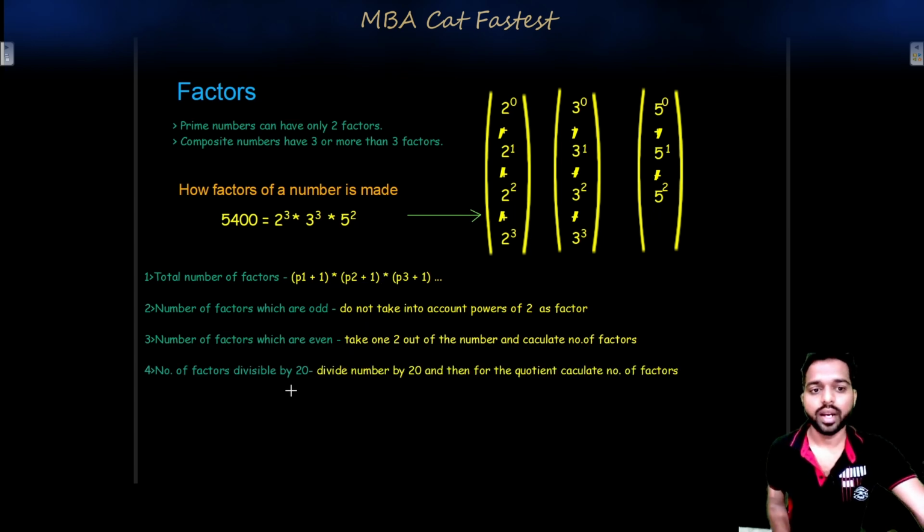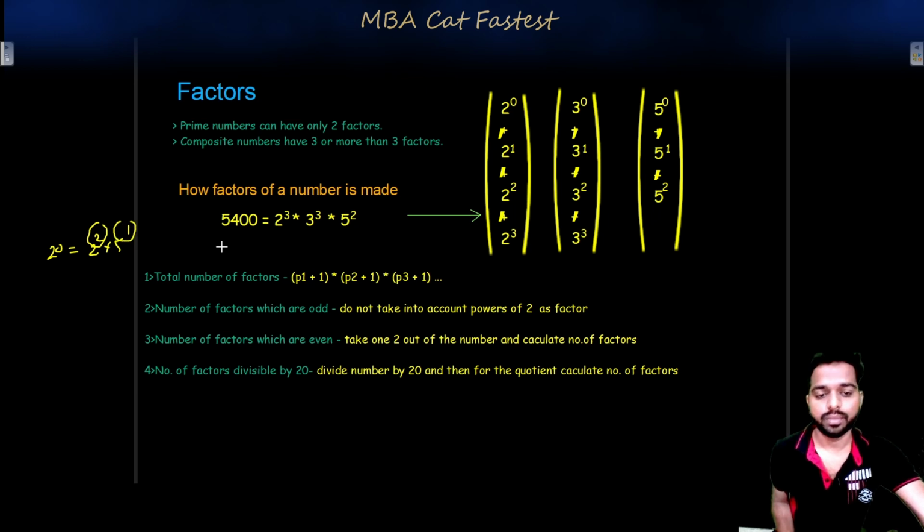So now if you want to find for how many factors of 5400 they will be divisible by 20. First see what 20 is made up of. It is made up of 2 square and 5. What you need to do is subtract the powers of the primes of this from the respective powers in the number, and whatever is left, you follow the same process. Whatever will be left will be 2 to the power 1 into 3 cube, as there is no factor of 3 in 20, and 5 to the power 1.